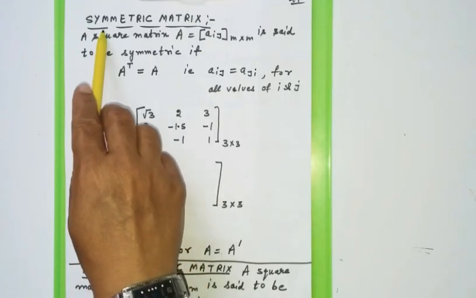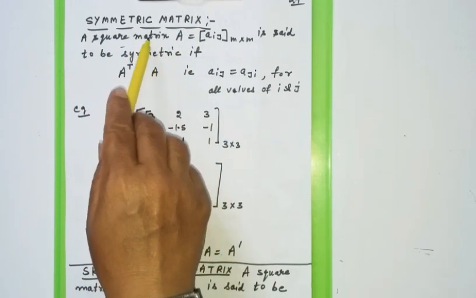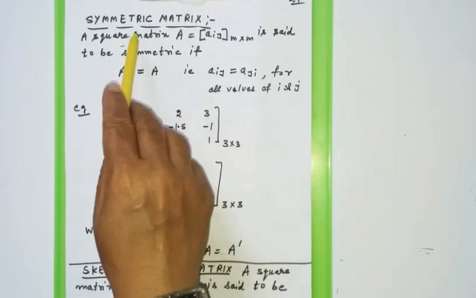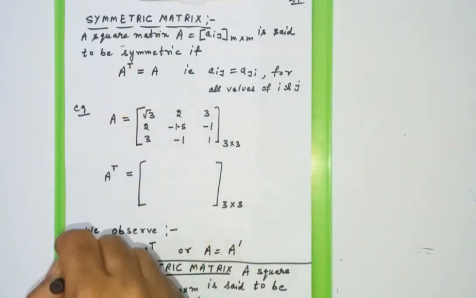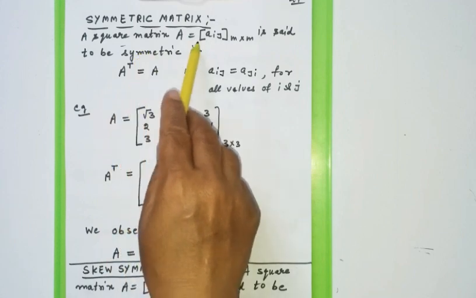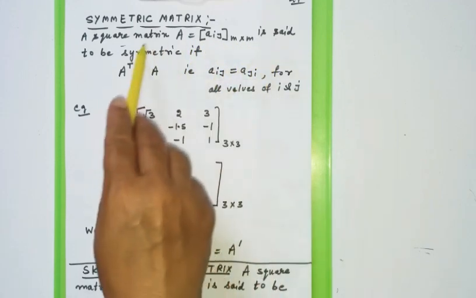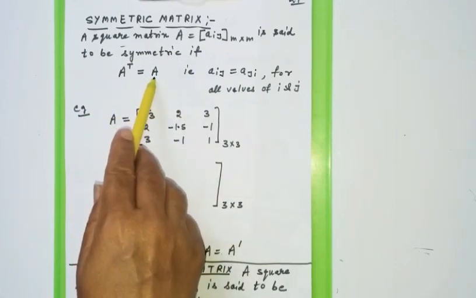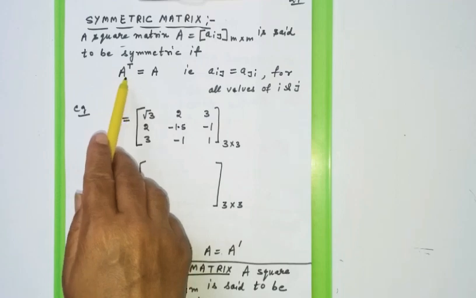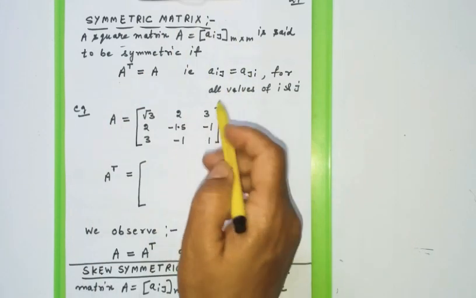Now we discuss symmetric matrix. First of all you have to note down that a symmetric matrix can only be a square matrix. Only a square matrix can be symmetric. So a square matrix A, which is equal to [Aij] m cross m, is called symmetric if its transpose is the same as A. It means that either you take the transpose of A or you take A, both of them are going to be the same. How will it be possible?